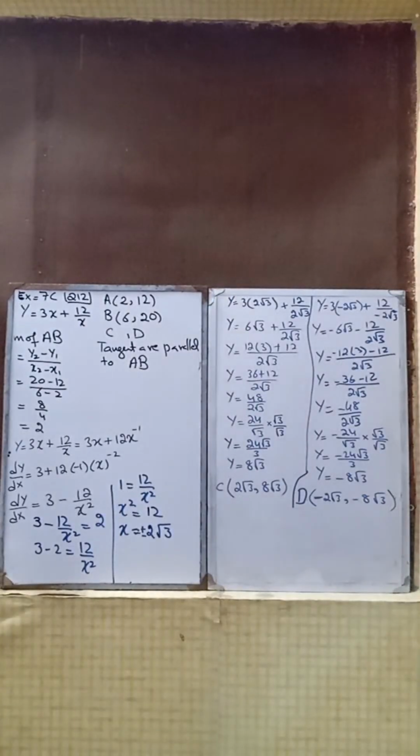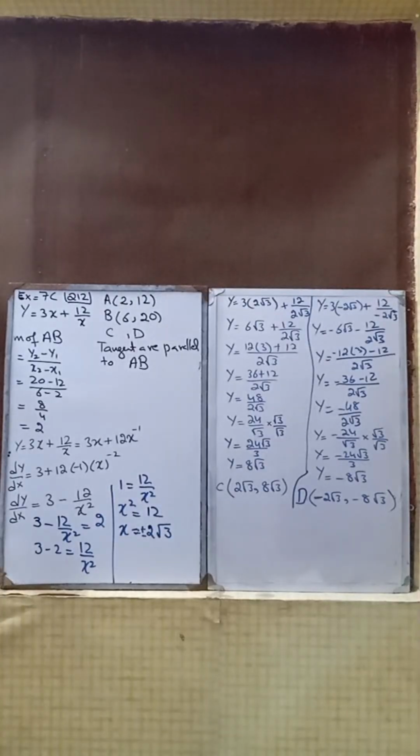Let me check from the book. Is it the C and D coordinates? It's 2 under root 3 comma 8 under root 3, and the other point is minus 2 under root 3 comma minus 8 under root 3. So our answers are right. Okay, so their A part was: find the coordinates of the points C and D, and give your answer in the exact form. So we have done that.